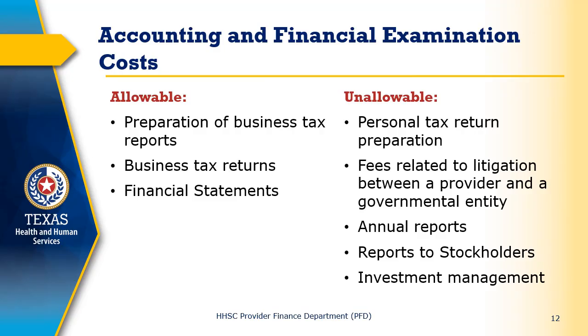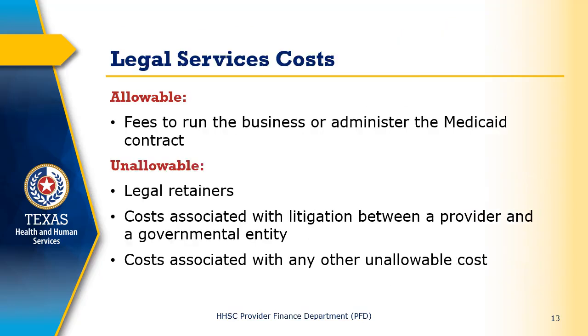Fees incurred from litigation involving a provider and a governmental entity are also classified as unallowable costs in accounting and financial examination. Other non-allowable expenses include the production of annual reports, reports intended for stockholders, and any fees for investment management. Legal services costs that are allowable under Medicaid guidelines include necessary fees incurred to manage the business operations and administer the Medicaid contract effectively.